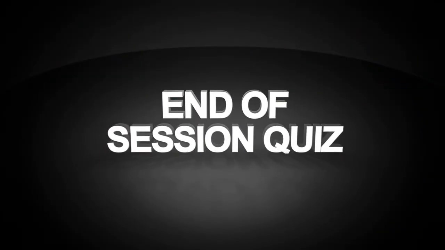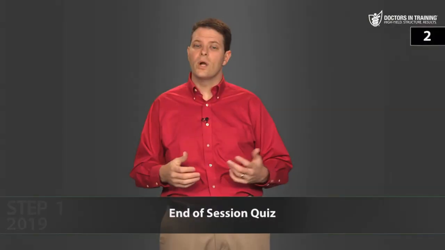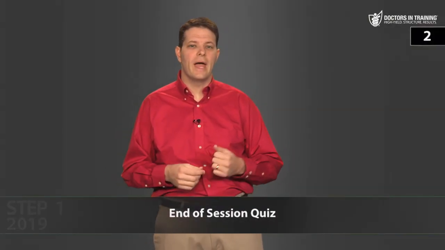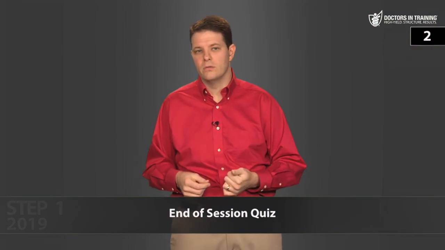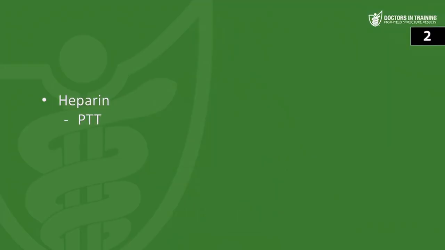Now it's time for the end of session quiz. All right, first question. What lab test is used to monitor adequate anticoagulation in a patient taking heparin and in a patient taking warfarin? So for heparin, it's the PTT, the partial thromboplastin time, and then for warfarin, it's the PT, the prothrombin time, and with that, the INR.